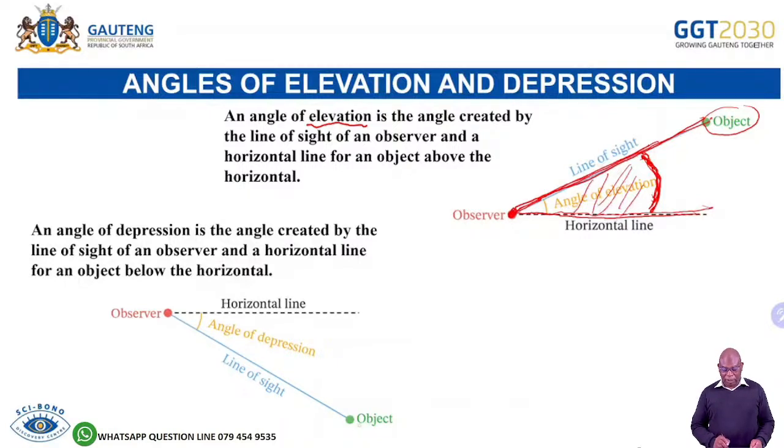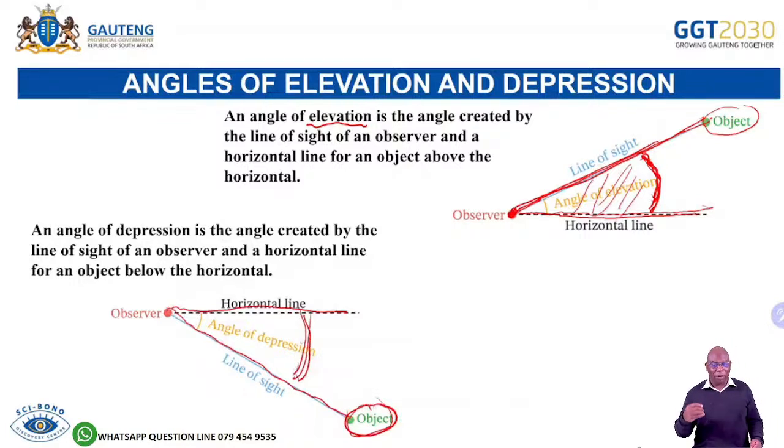If I look at that object down there, then the angle formed between my observation line, which is the horizontal in this case, and my line of sight to that object will be the angle of depression. It's formed between the horizontal and that line of sight which is down there. So if I'm standing on top of a mountain and looking at an object down there, the angle formed will be the angle of depression. And you have done this in grade 10.